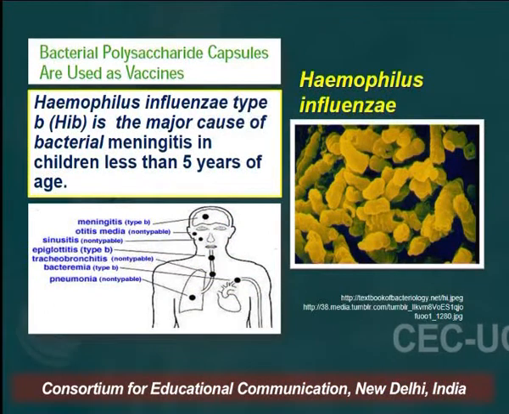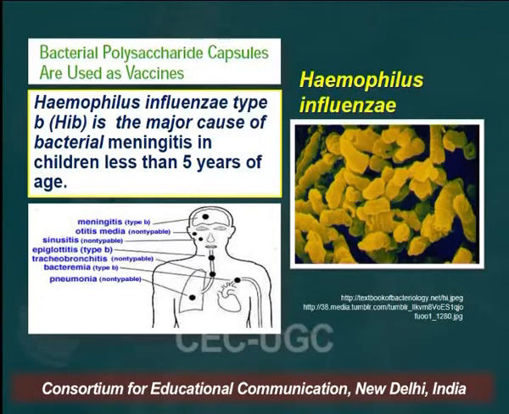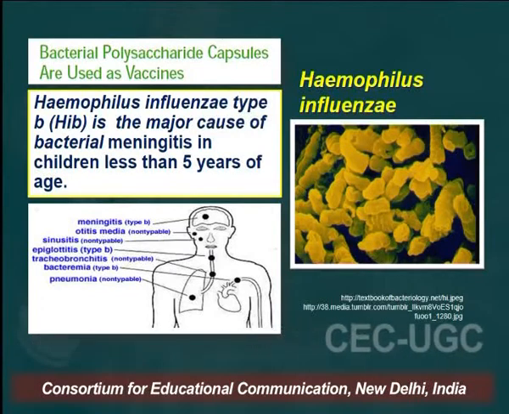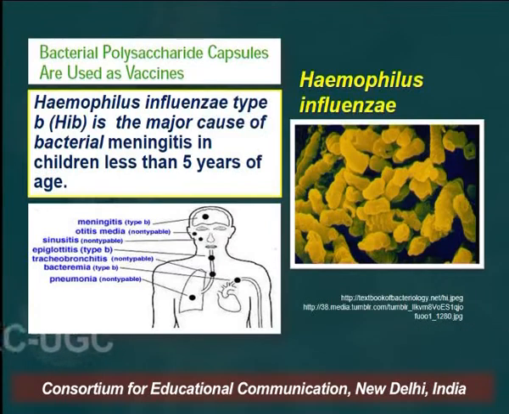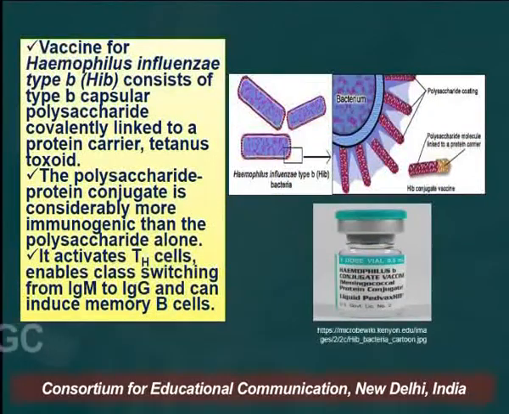Now, bacterial polysaccharide capsules are also used as vaccines. For example, Haemophilus influenzae type B, which is a major cause of bacterial meningitis in children less than 5 years of age, the outer bacterial polysaccharide capsule is being used as a vaccine. The vaccine for Hib consists of type B capsular polysaccharide. It is covalently linked to a protein carrier, tetanus toxoid.